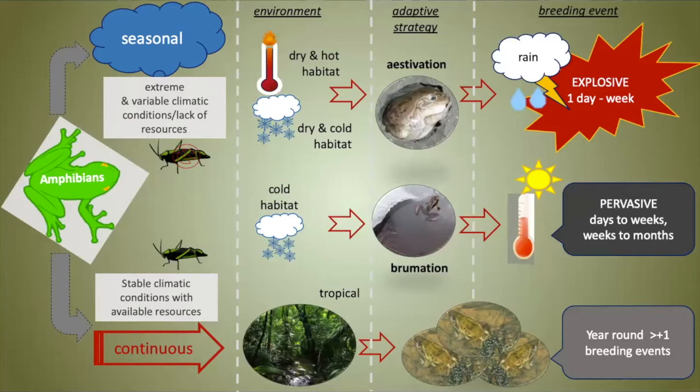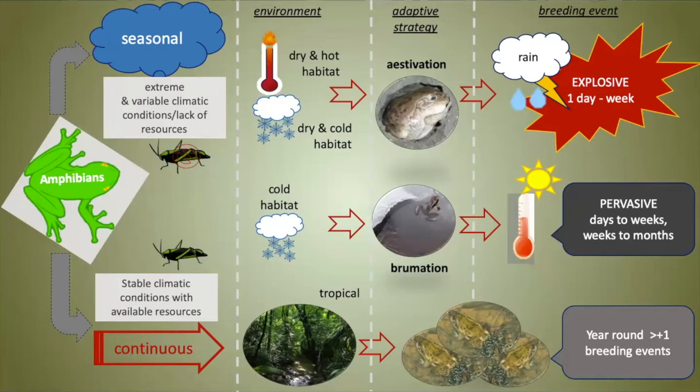rain event. With cold dwelling species, environmental cycles may be a little bit more cyclically reliable, occurring at least once a year in response to winter. They can breed. So these are what we call the pervasive breeders, and their breeding periods last a few days or weeks.